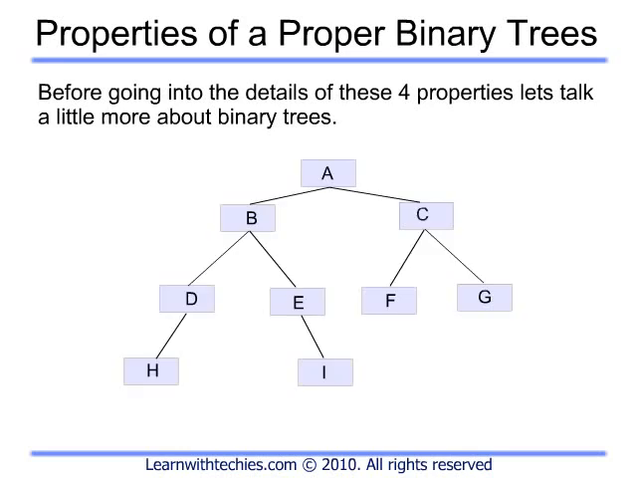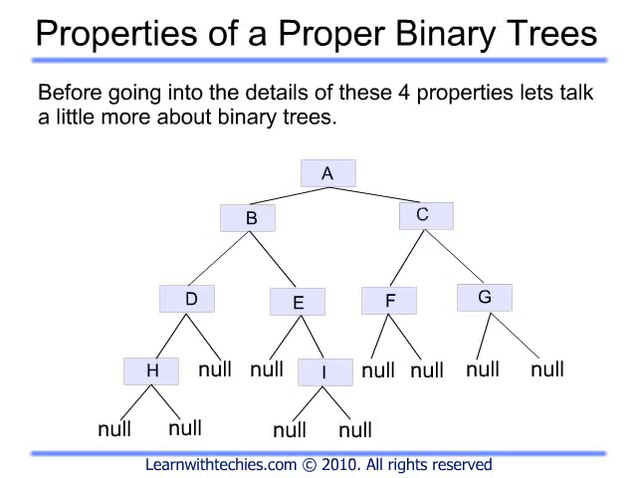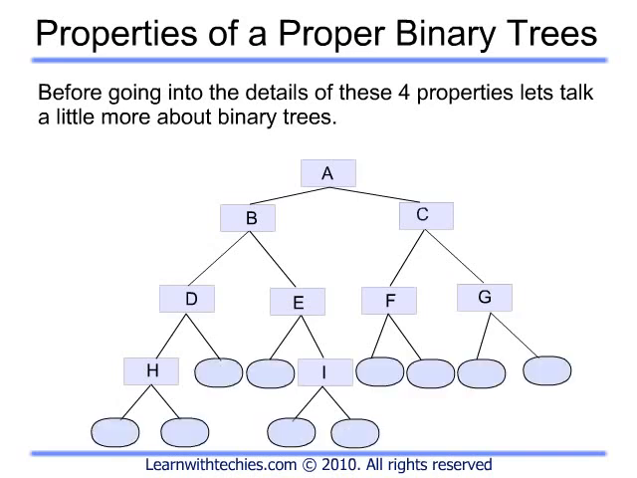Let's take a sample tree. In this tree, we will replace these null children with a leaf node. And this is how our tree will look now. This restructure is just for simplicity. If you do not want to replace null node with a leaf node, then leaf nodes will be H, I, F, and G.